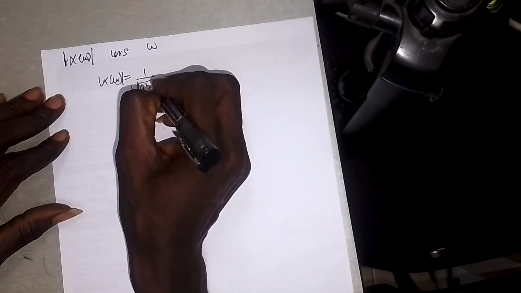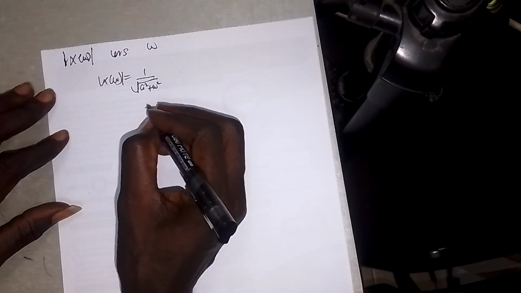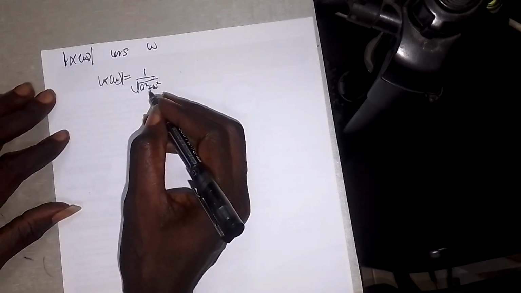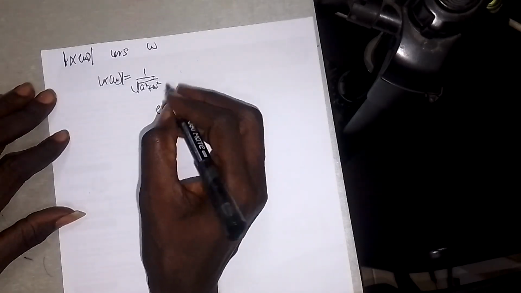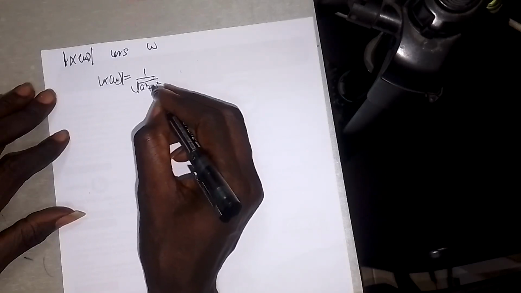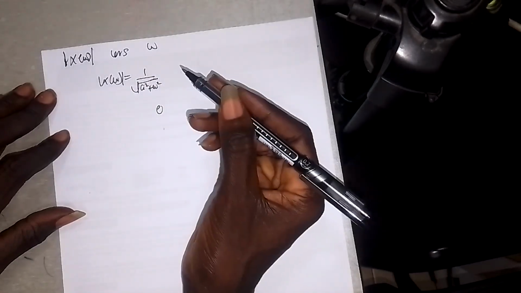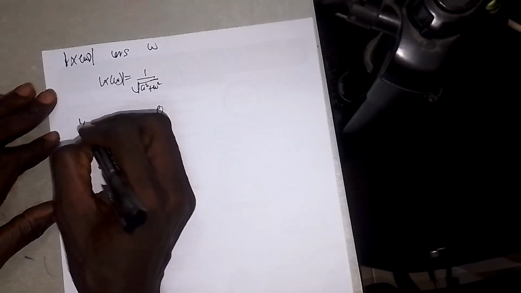A squared plus what? Omega squared. Okay, this is the formula I'm using. So now let's assume a value for omega. Let's say that omega is 0. If omega is 0, then you have what? 1 over the square root of a squared, which will give you 1 over a.